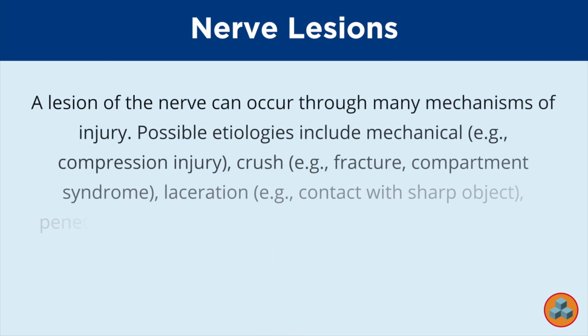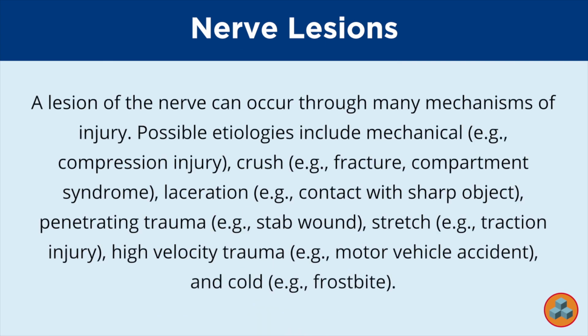Nerve lesions. A lesion of the nerve can occur through many mechanisms of injury. Possible etiologies include mechanical, for example, compression injury, crush, for example, fracture, compartment syndrome, laceration, for example, contact with sharp object, penetrating trauma, for example, stab wound, stretch, for example, traction injury, high velocity trauma, for example, motor vehicle accident, and cold, for example, frostbite.